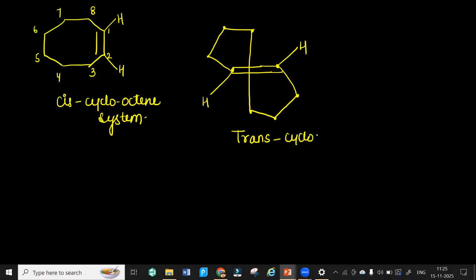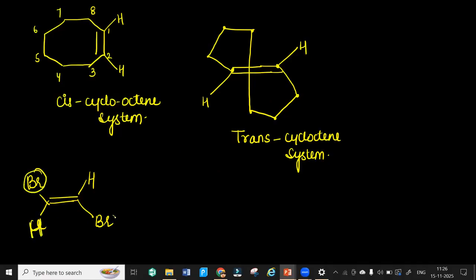Trans cyclooctene system. So we can draw cyclooctene in two formats, like any alkene when you draw it. For example, I am having CH, Br, hydrogen and bromine, for example, I am writing. You can write hydrogen here. So if these two bromines are opposite to each other, these are trans to each other. And if I am writing this format, this is the cis system.